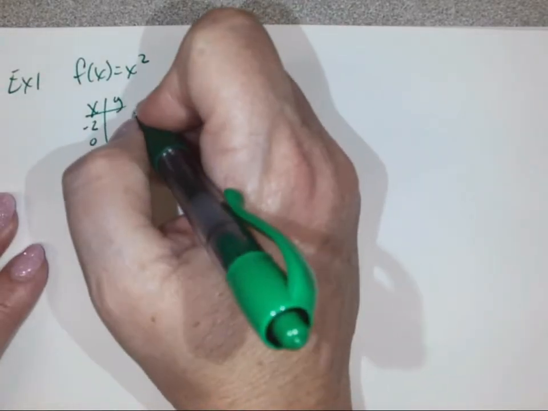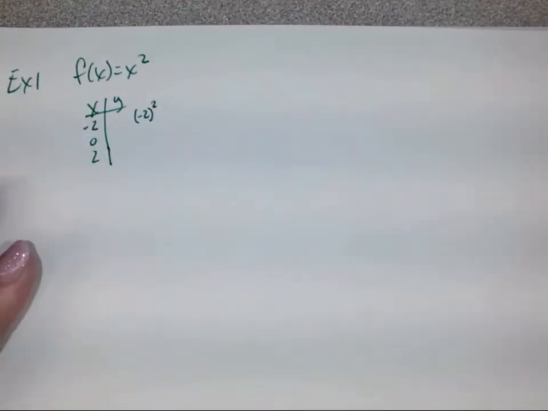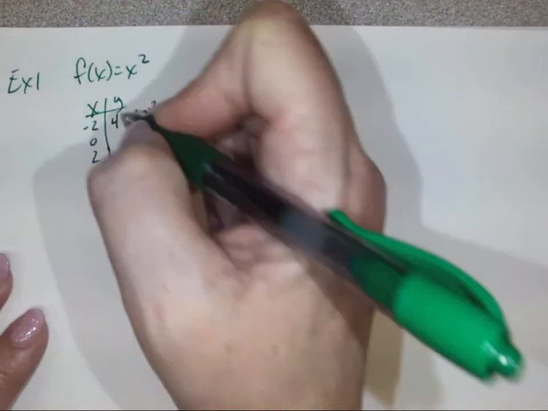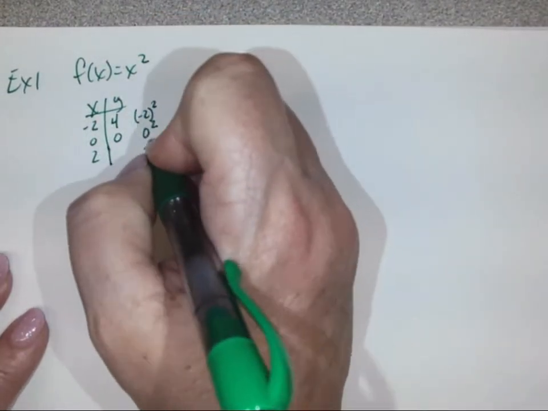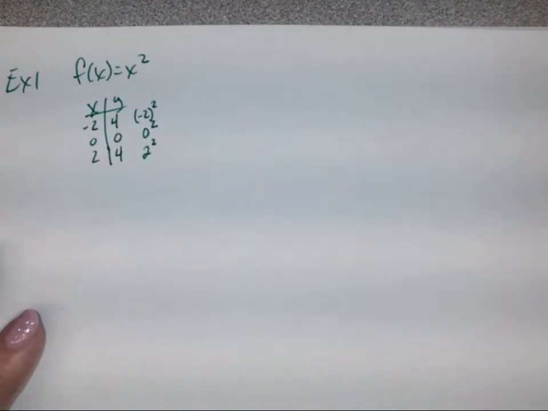So if I plug that in, I get negative 2 squared. Well, negative 2 times negative 2 will get me positive 4. 0 squared is going to get me 0, and 2 squared is going to get me 4.